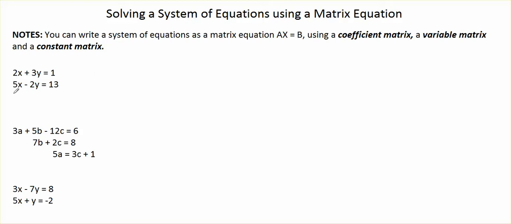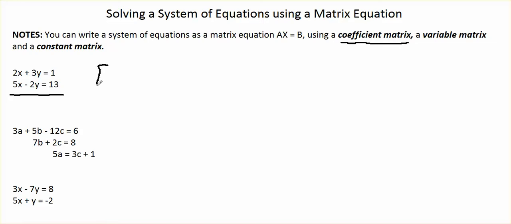Alright, so let's take a look at this very first system of equations right here. How can we change this system of equations into a matrix equation? Well, the first thing that you notice when you were writing your notes, we could change it into an equation that looks like matrix A times matrix X equals matrix B. Matrix A would be our coefficient matrix. So let me show you how to create your coefficient matrix.